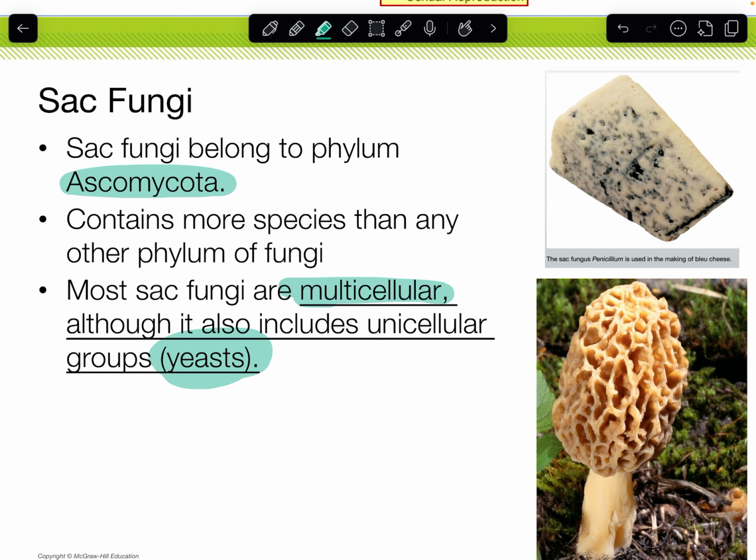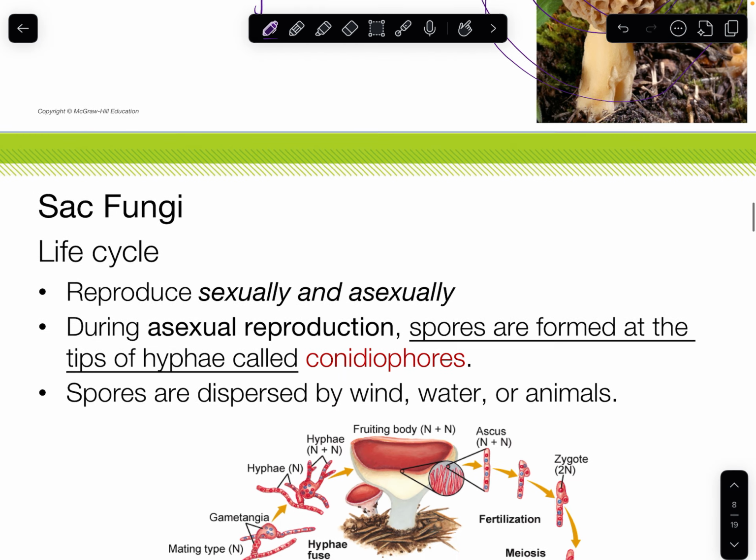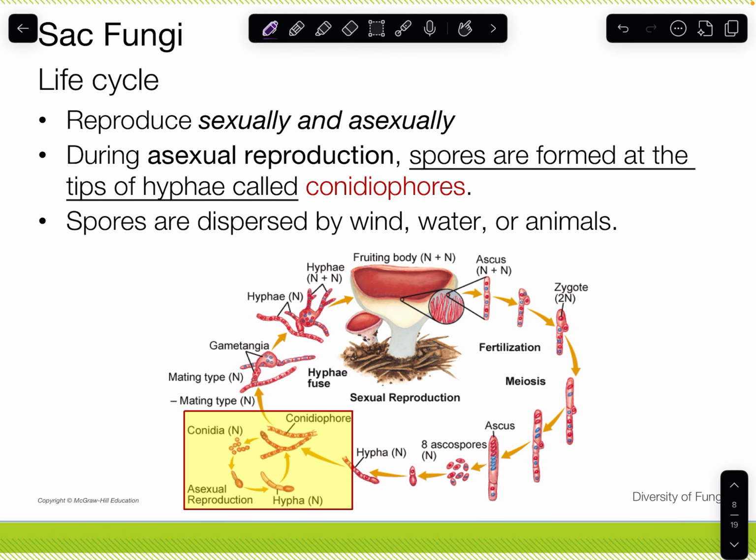And remember, from the last section of notes, yeast reproduce through budding. So they will have a slightly different life cycle compared to the multicellular sac fungi. But these are some examples of what sac fungi look like. We can even have blue cheese. Blue cheese is made with a sac fungus. But we've got a life cycle, and we are still able to reproduce sexually and asexually.